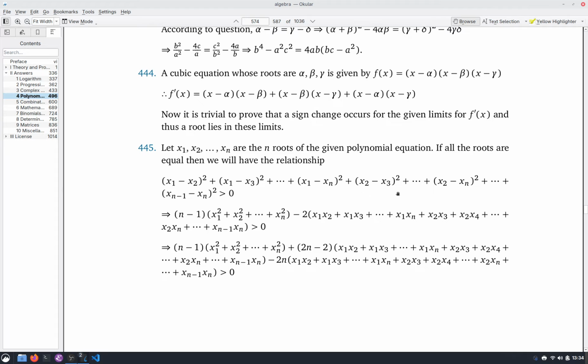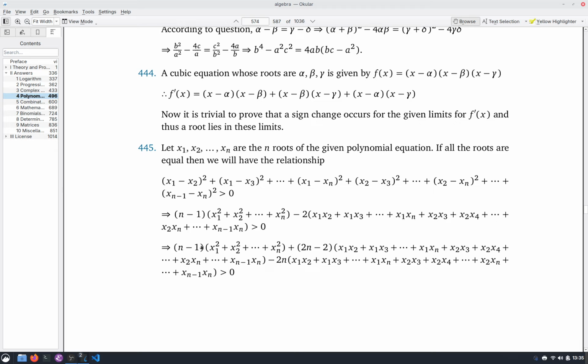Now once we have this, we can write that (n minus 1) into (x1 square plus x2 square plus up to xn square). So you see, x1 has occurred n minus 1 times here. That is what we write. And then minus 2 into (x1 x2 plus x1 x3 up to x1 xn, then x2 x3, x2 x4 and up to x2 xn, and finally xn minus 1 into xn) greater than 0. Once we have this relationship, we see that this will be equal to n minus 1. There is some computation involved which you need to do.